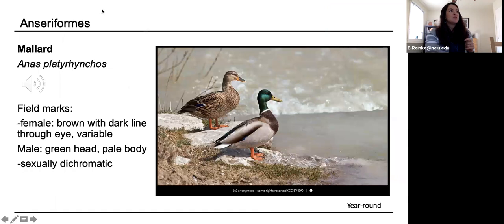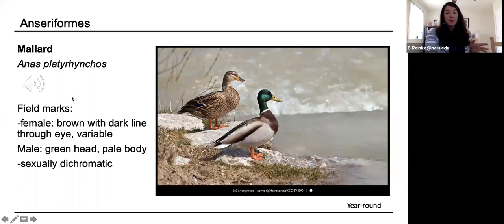All right, let's move into the Anseriformes, which basically means duck-shaped. These are the duck-shaped birds. So the first and the one you're most familiar with is the mallard. These are sexually dimorphic, dichromatic. The females look like this. They have a dark line going through their eyes. That's one of the ways to distinguish them from a lot of the other female ducks that look similar. And the males have a really distinctive green head with a white necklace.